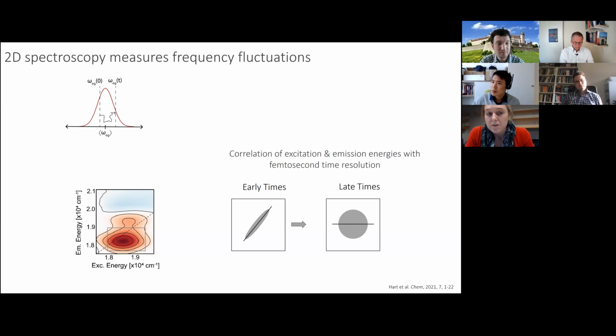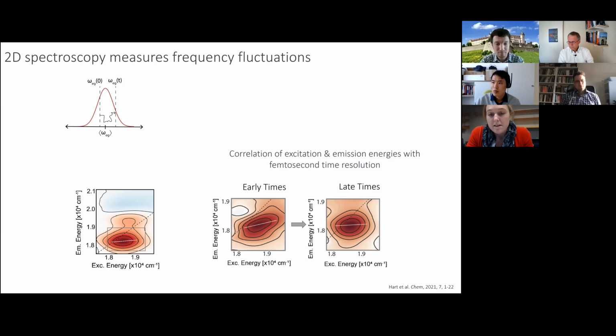And owing to spectral diffusion at long time scales, we lose this correlation. And so here I'm going to borrow a tool that's more often used in the 2D-IR community, which is a centerline slope analysis to quantify this decorrelation as a function of time scale, where the centerline slope under a certain number of approximations is proportional to the frequency correlation function.